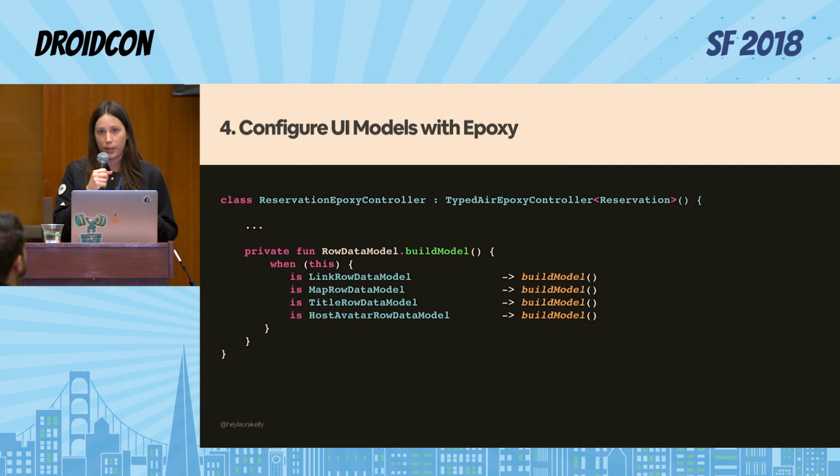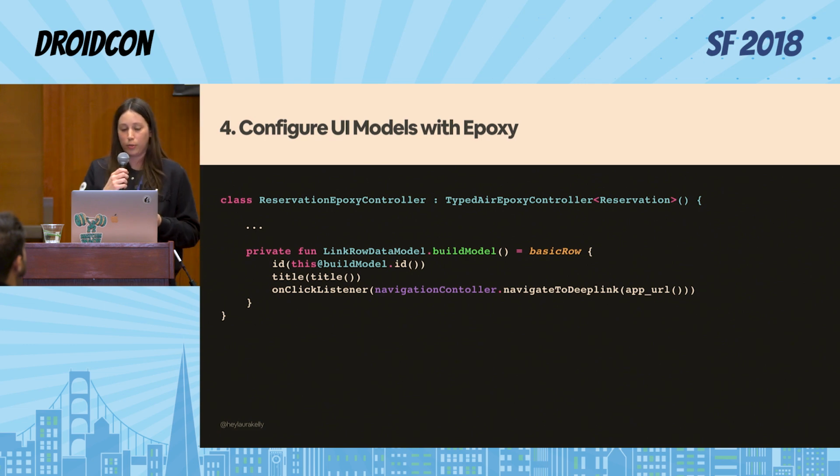What the configuration looks like is we have an Epoxy controller that's the thing that adds those views into the recycler view, and it has a big when statement that takes a data model, checks what subtype it is, and then calls a Kotlin extension to actually build that into a view.